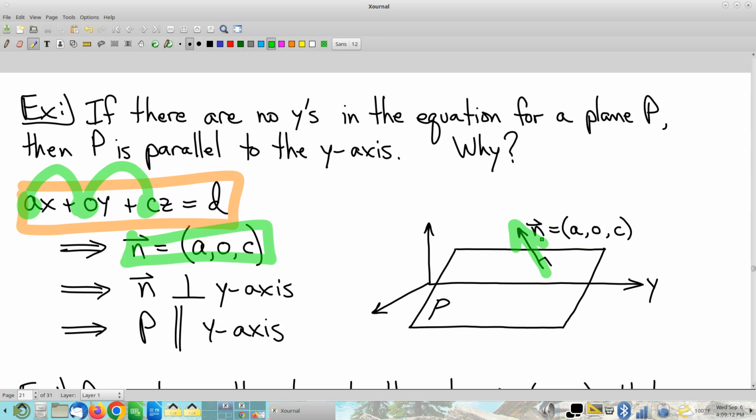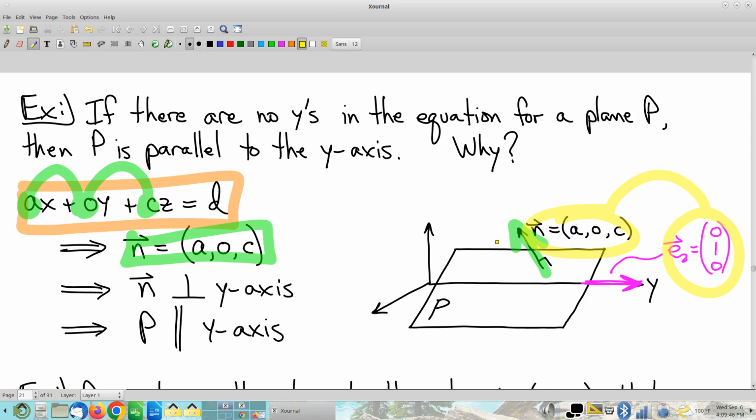But a real easy observation I can make, that normal vector is pretty evidently perpendicular to the y-axis. In particular, let me just look at the vector e2, j if you prefer, 0, 1, 0, and it's pretty immediately clear that this dot product is 0. Now, if this dot product is 0, that means the green vector and the purple vector are perpendicular.